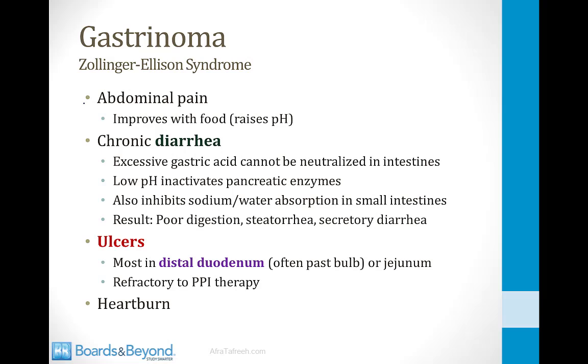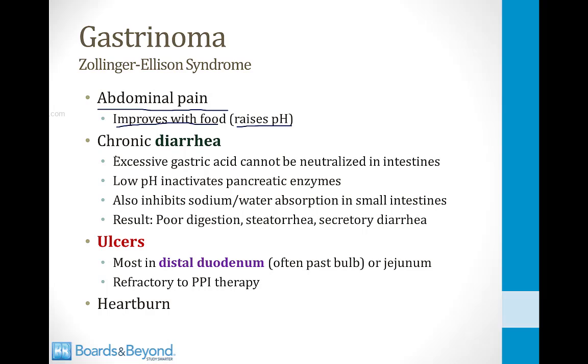Patients with the Zollinger-Ellison syndrome and a gastrinoma present with abdominal pain and diarrhea. The abdominal pain occurs because of the excessive acid production. Acid is damaging to the stomach, but normally your stomach can protect itself with mucus and bicarb, but in the setting of excessive acid production, as occurs in a gastrinoma, the stomach can't protect itself and it becomes inflamed. This symptom will improve with food because food will temporarily raise the pH and slightly neutralize the stomach contents, and this will provide some brief relief.